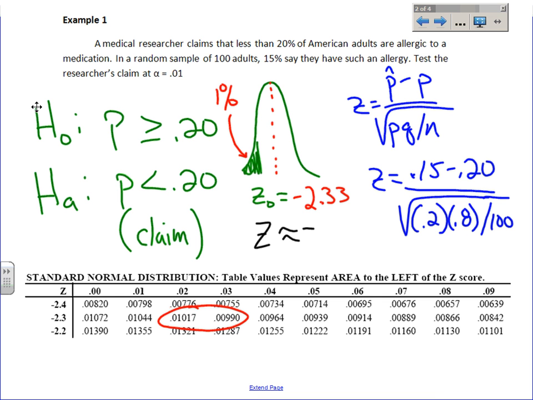I heard a negative 1.25. Okay, so what does that mean? Yeah, that's like right here, right? Because negative 2.33 is right there.